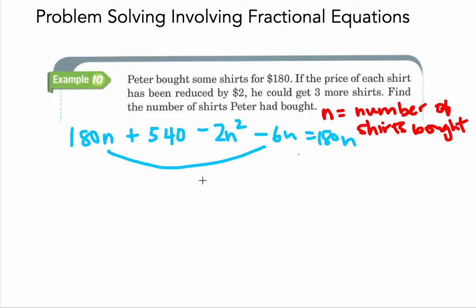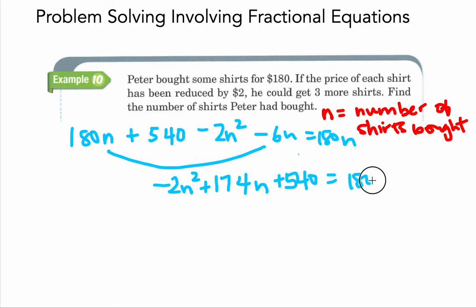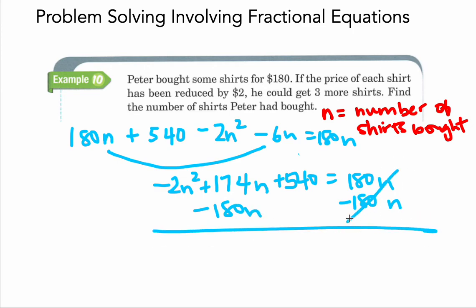180n minus 6n is 174n. This is minus 2n squared plus 540. So I'm just moving stuff around. Equals 180n. I can subtract 180n from both sides. So I end up with negative 2n squared minus 6n plus 540 equals 0.